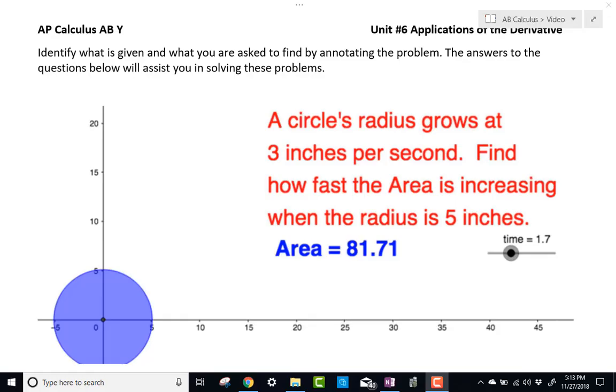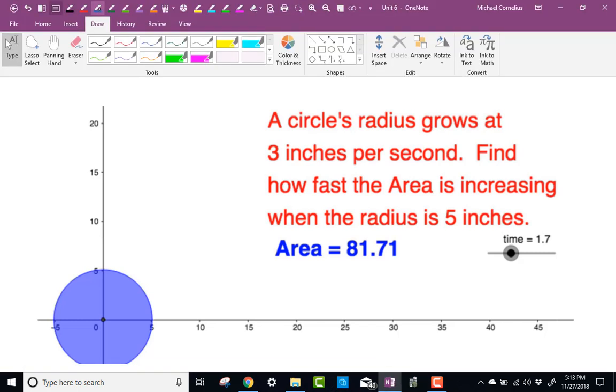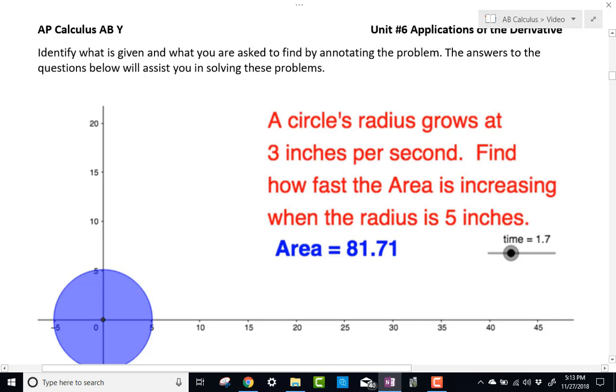Okay, so here we are with the second part of lesson 1, and this time we're talking about a circle's radius that grows at 3 inches per second. Now, as soon as I see that, I'm going to think about rates, because 3 inches per second is a rate. So I know that my radius is growing at a rate of 3 inches per second. The problem tells us to find how fast the area is increasing when the radius is 5 inches.